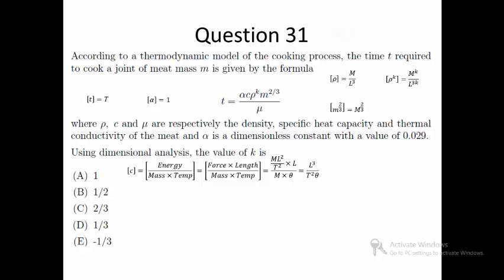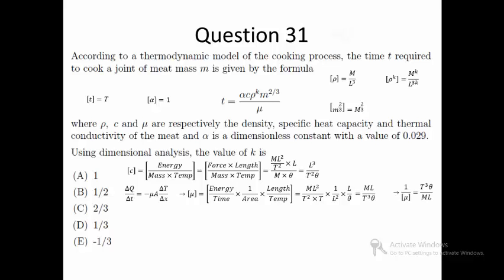Lastly, for thermal conductivity, we can identify its dimension from the equation of thermal conduction. This allows us to see that thermal conductivity has the dimension of energy over time multiplied by 1 over area multiplied by length over temperature. With this, we can show that the reciprocal of thermal conductivity is T cubed theta over ML. Now, all our ingredients are ready.